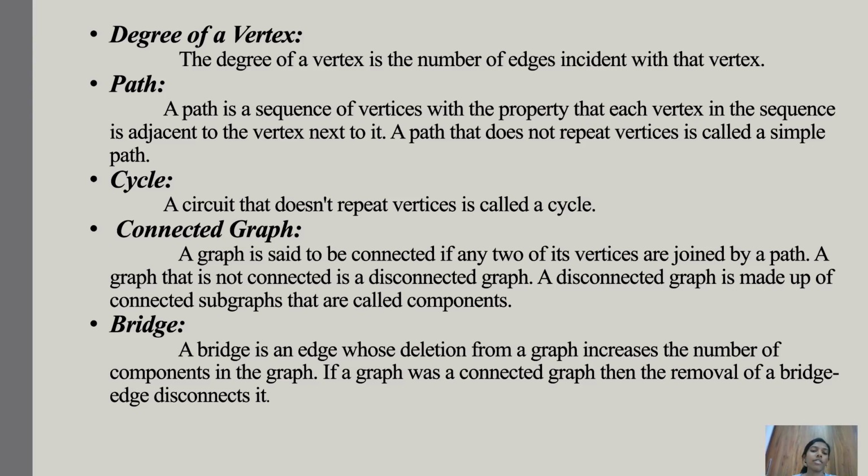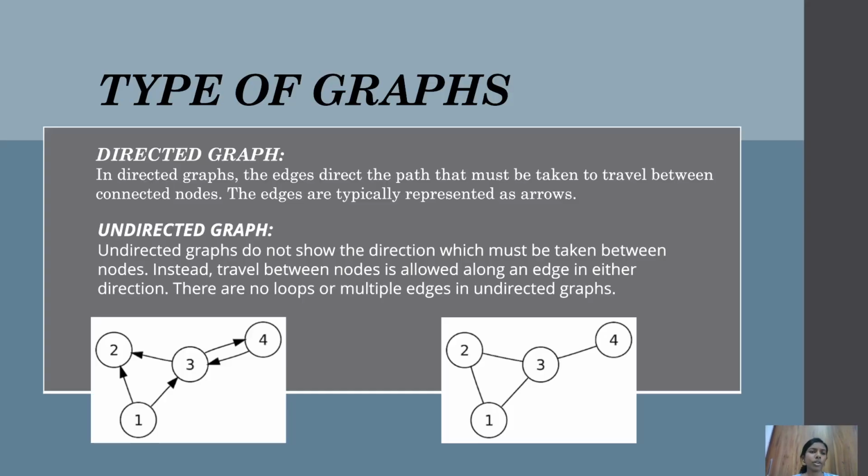Connected graph. A graph is said to be connected if any two of its vertices are joined by a path. A graph that is not connected is a disconnected graph. Bridge. A bridge is an edge whose deletion from a graph increases the number of components in the graph. If a graph was a connected graph, then the removal of the bridge disconnects it. Types of graph: directed graph and undirected graph.